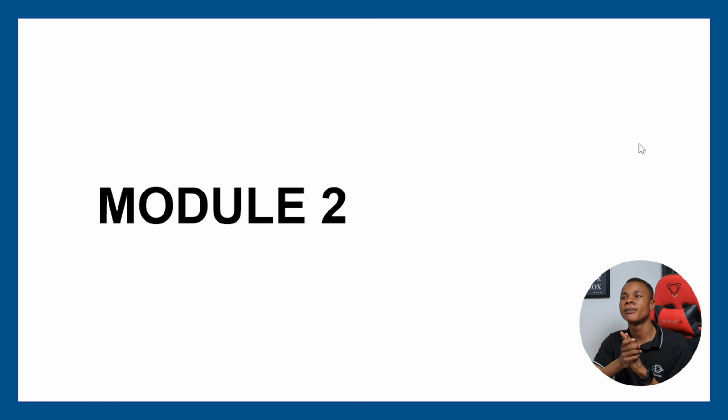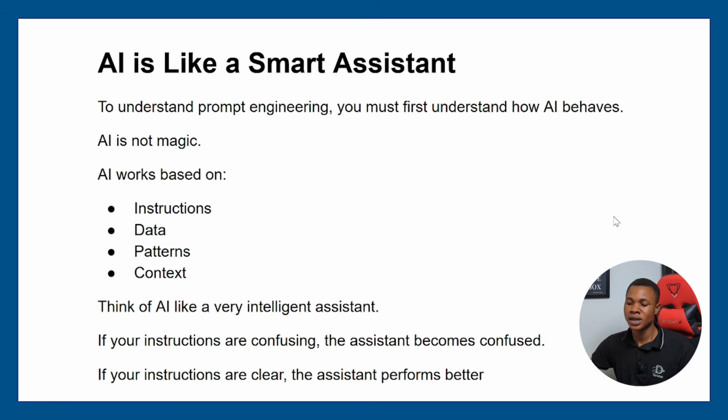We're done with module 1, which has to do with the basics of prompt engineering. Now we are moving to module 2, which has to do with making AI a smart assistant for you, and I'm going to teach you how to do that. All right, now let's go. Now AI is like a smart assistant. Think of it like your personal assistant.